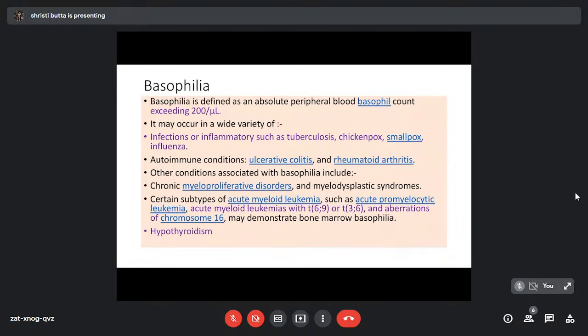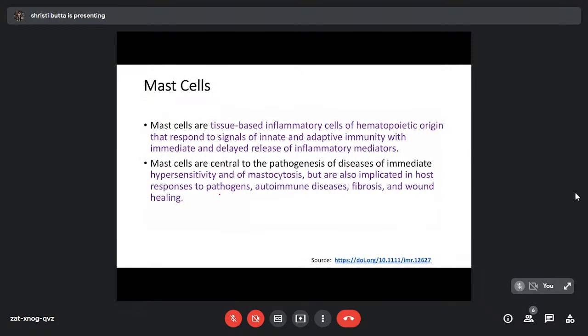Now, mast cells. Mast cells are tissue-based inflammatory cells of hematopoietic origin that respond to signals of innate and adaptive immunity with immediate and delayed release of inflammatory mediators. Mast cells are central to the pathogenesis of diseases of immediate hypersensitivity and of mastocytosis, but are also implicated in host responses to pathogens, autoimmune diseases, fibrosis, and wound healing.